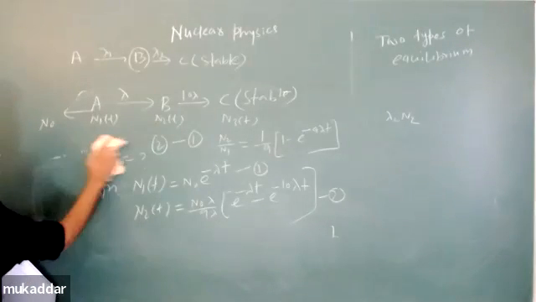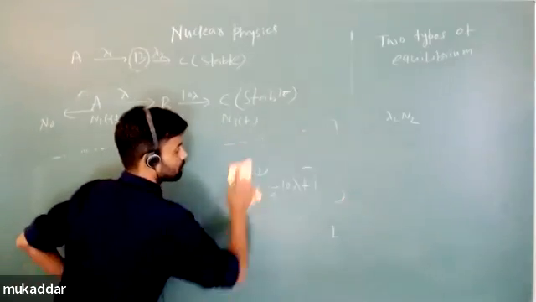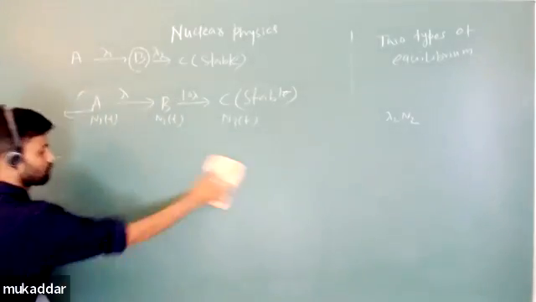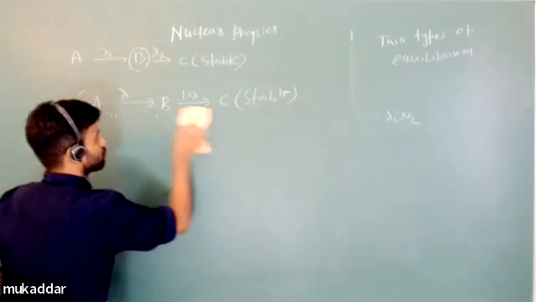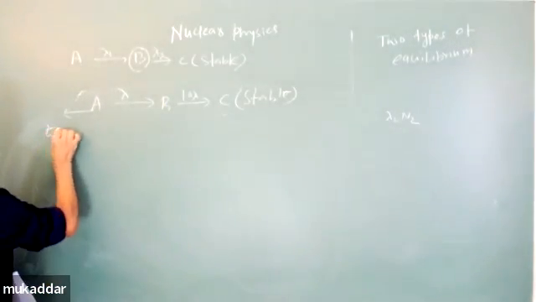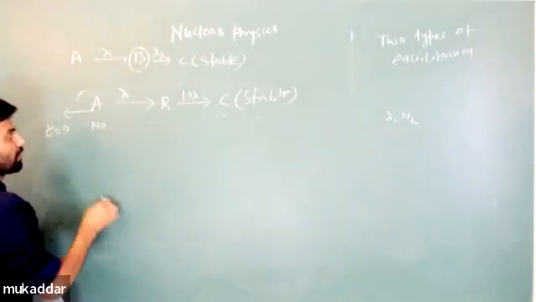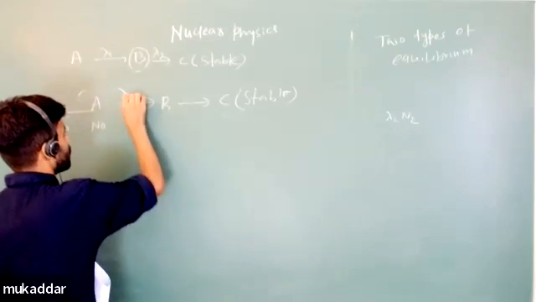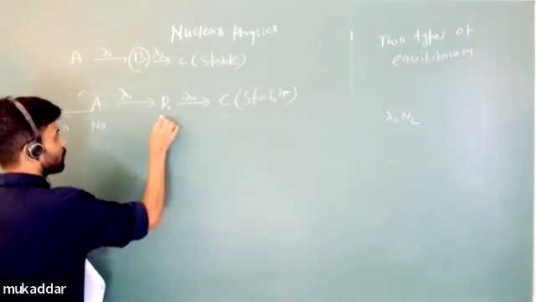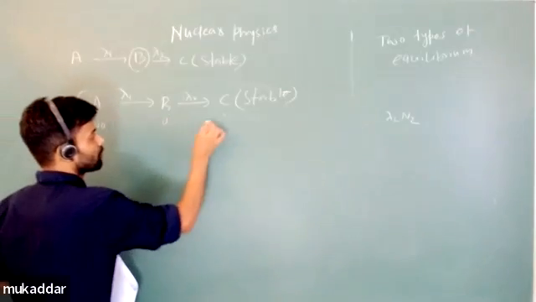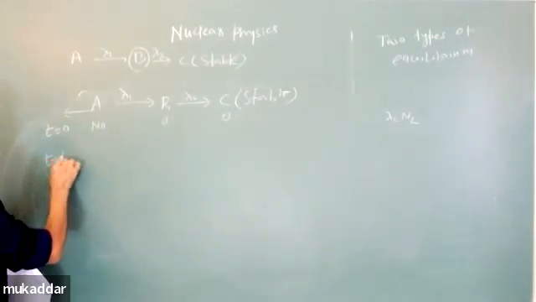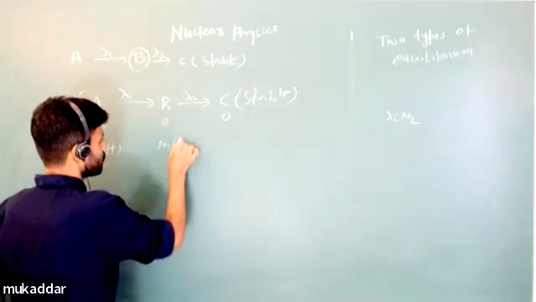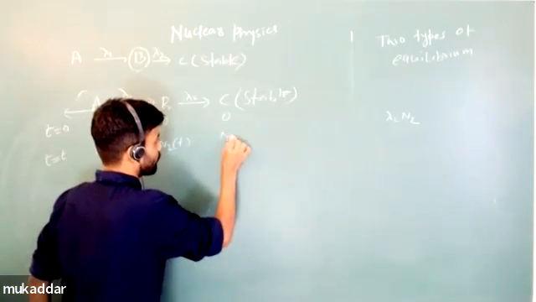Again, a similar type of problem. Initially, when time t equals 0, you have only n naught A nuclei, and the decay constants are lambda 1 and lambda 2. At time t equals 0 there is only A nuclei, there is no B and C. At time t, A becomes n1 t, B becomes n2 t, and C becomes n3 t.